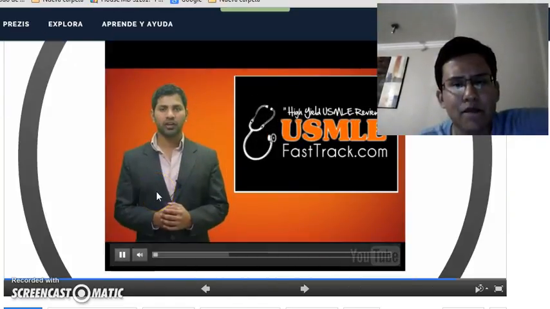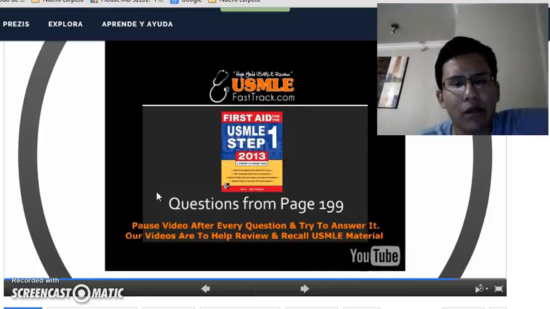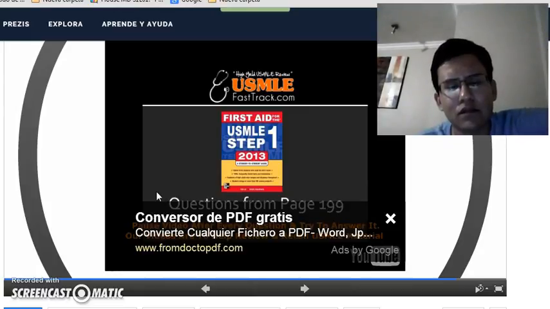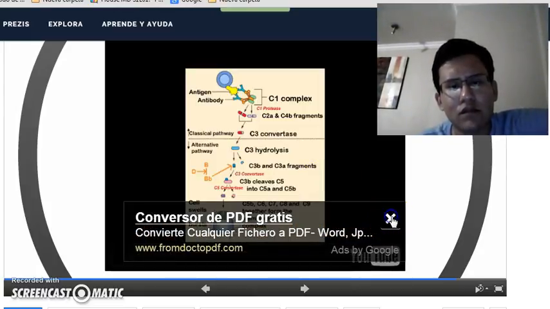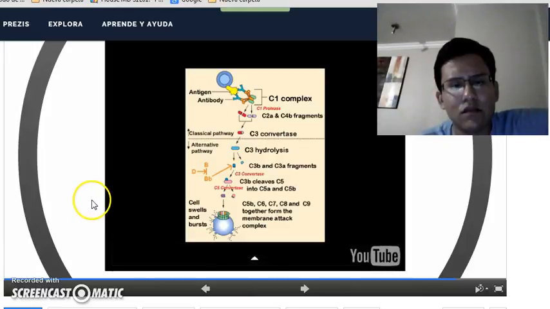The section we're going to talk about today is from First Aid for the USMLE Step 1, 2013 edition, page 199. Now let's move on to the next pathway, which is the alternative pathway of the complement system. As we mentioned earlier, the alternative pathway is activated when the system recognizes a microbial surface molecule. This is the way the system will detect the bacteria and start the alternative pathway.